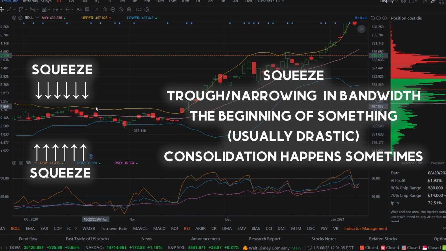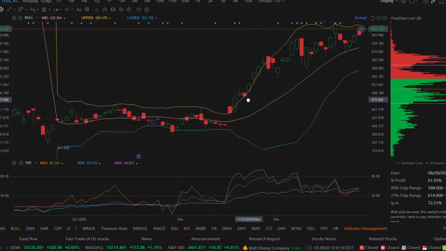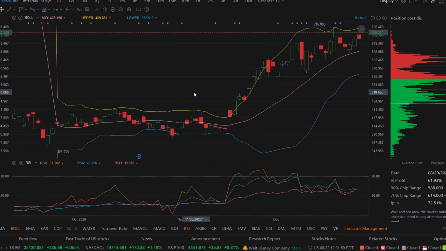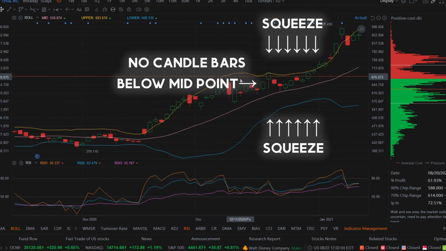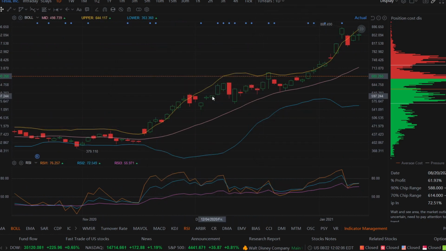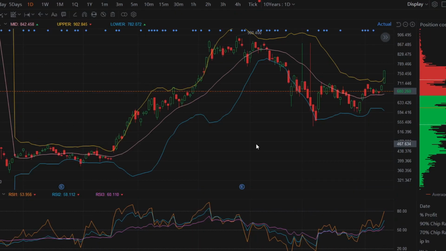A lot of times, the candle bars at the end of the squeeze will indicate what the next price action will be. Notice the squeeze here with the start of the bulge above the middle average, and then squeeze here, but none of the bars went below the middle. Continued with a bulge, and this is where you see the first bar drops below the middle line, giving you a hint or alert that the trend might be changing.